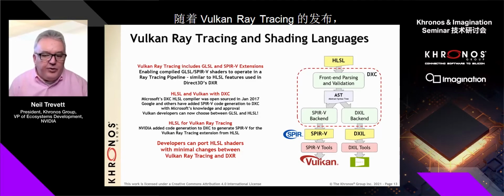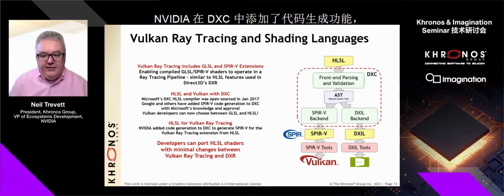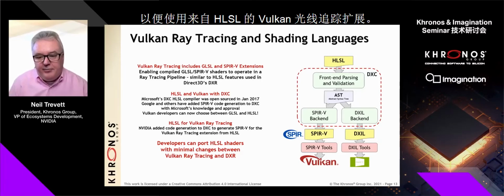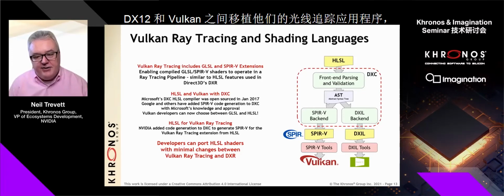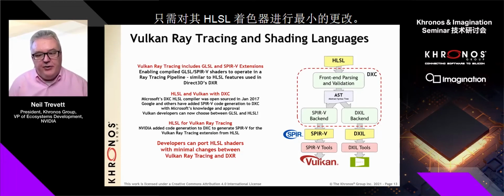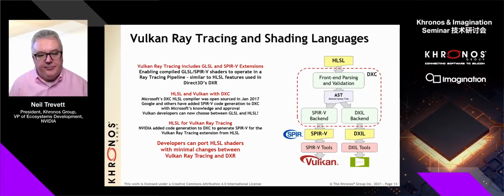With the release of Vulkan ray tracing, NVIDIA has added code generation to DXC to generate SPIR-V when using the Vulkan ray tracing extensions from HLSL. As well as enabling layering, developers can easily port their ray tracing applications between DX12 and Vulkan with minimal changes to their HLSL shaders.